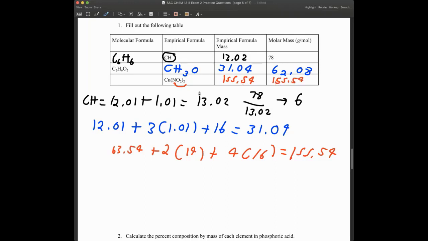So if it's the same, what would be the molecular formula here? Same as empirical. Perfect. Awesome. That can be a bit confusing, so does anyone have any questions on this before we move on? Or want me to explain that again?